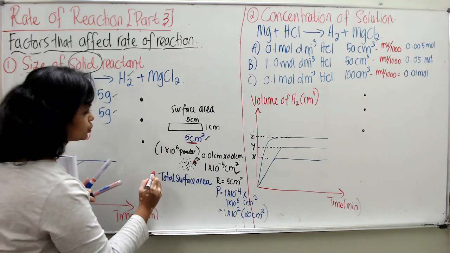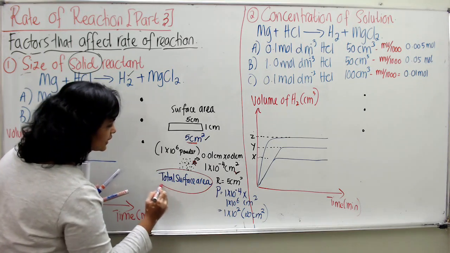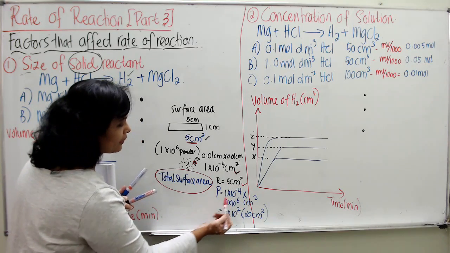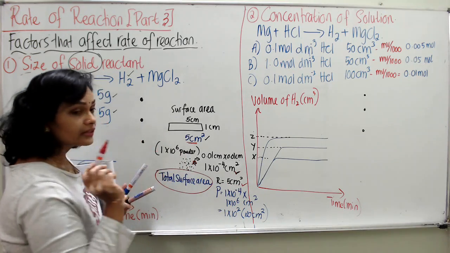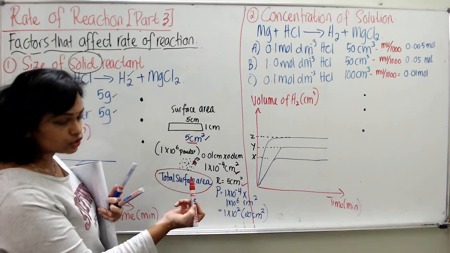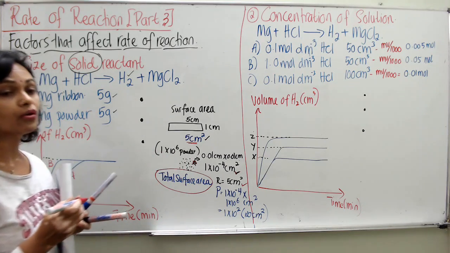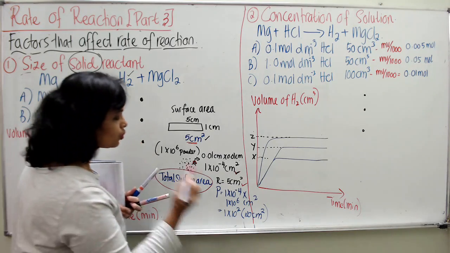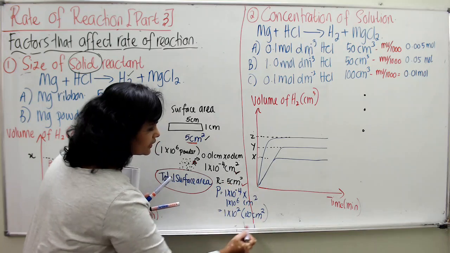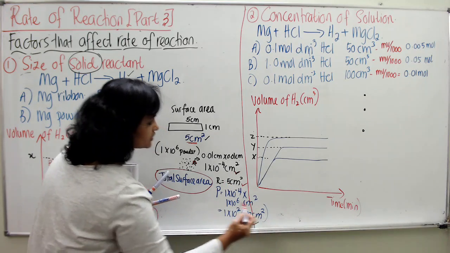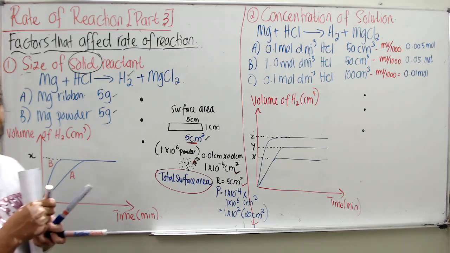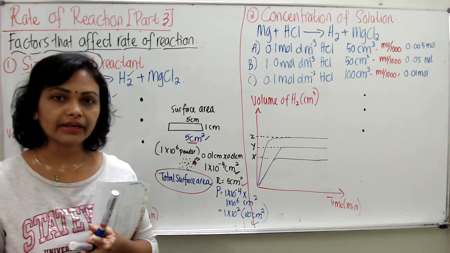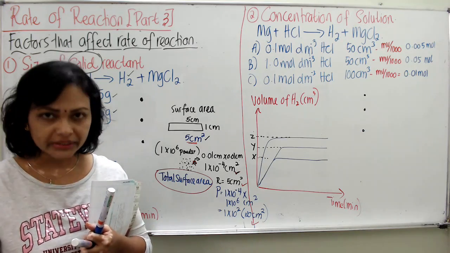But when teacher use this word, total surface area, you look at ribbon, 5 cm square, and you look at powder. Because the amount of powder that I managed to count is 1 times 10 to the power of 6 powder particles, just say, okay, so this means that after times and everything, I get 100 cm cube. Now, hope you can understand now that when it comes to total surface area, of course, powder wins.